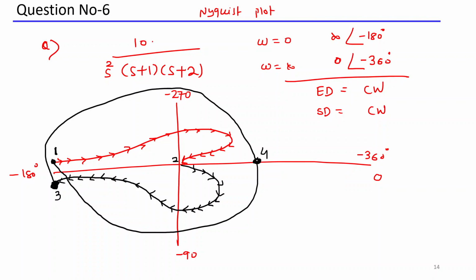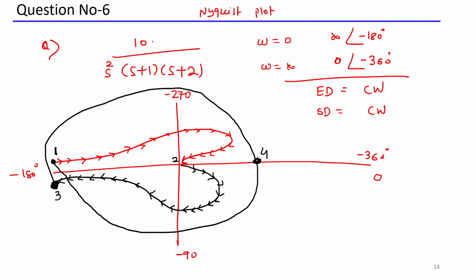Just close the loop. Sir, small doubt, sir. If only one S is there, one pole at the origin, then how will it be completed, sir? Only one half circle will be there, not complete. The question will be something like that. It will be completed in that case. Always a Nyquist plot should be a complete plot, sir.